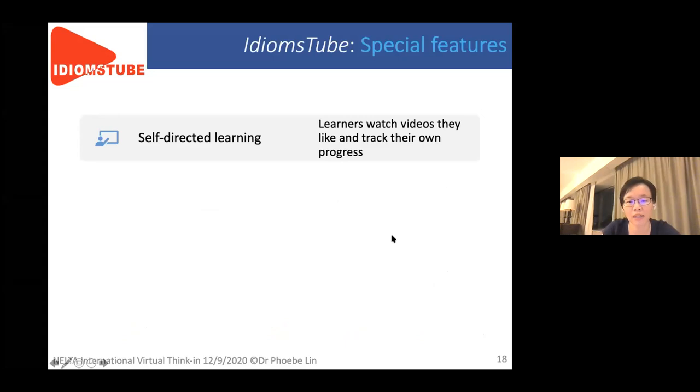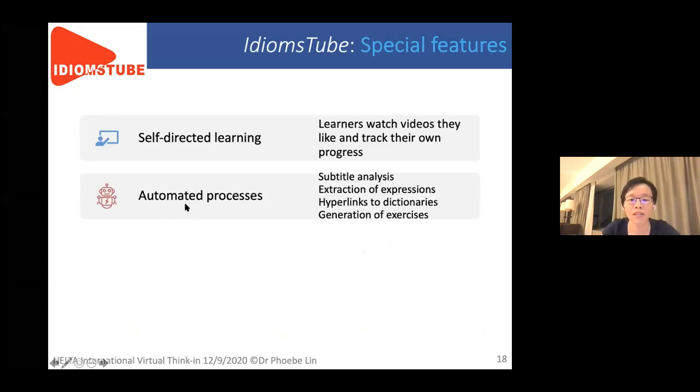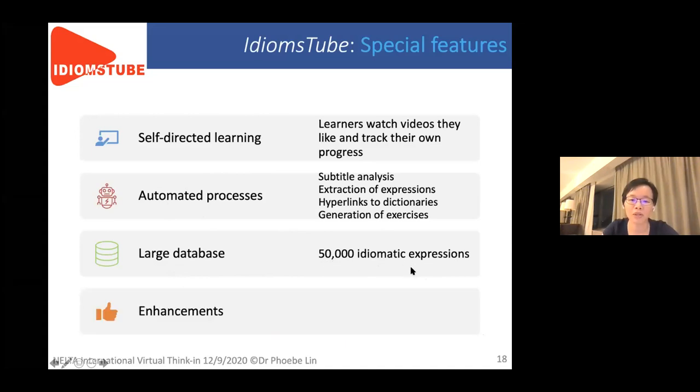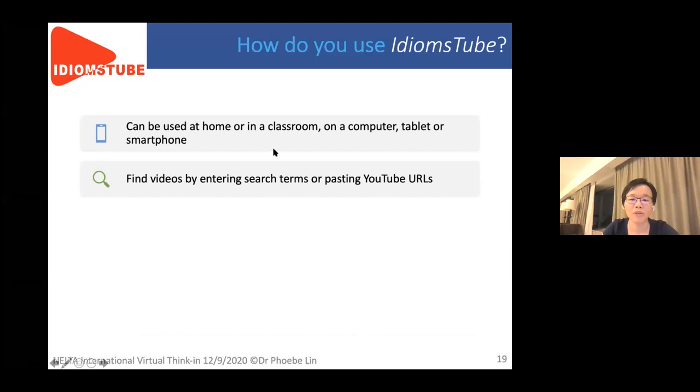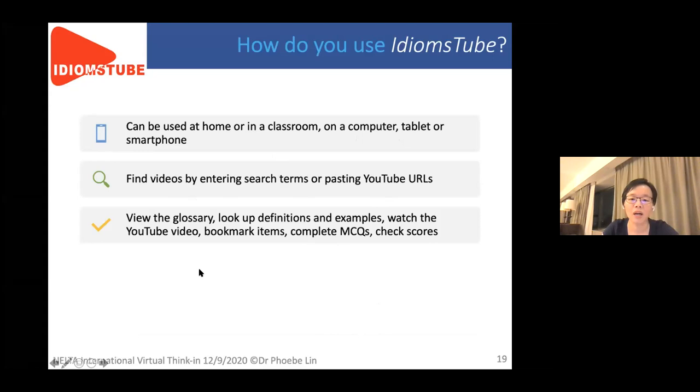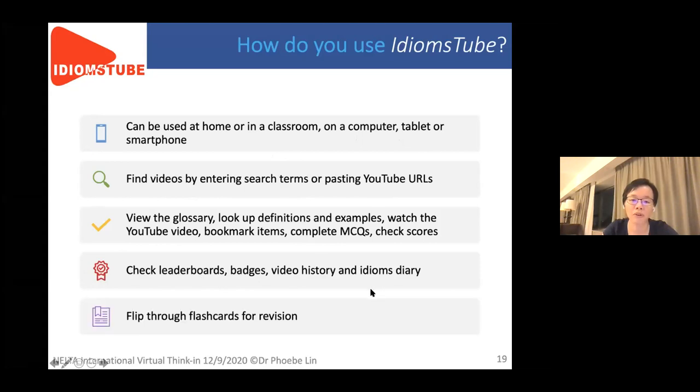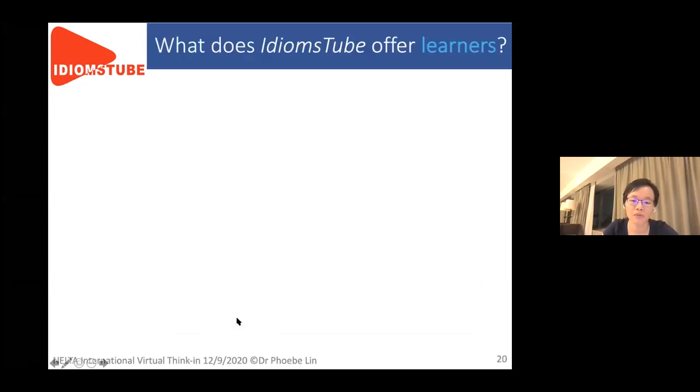So there are some special features. It's self-directed language learning. The whole process is completely automated. And there is a large database. The database can identify and teach 50,000 idiomatic expressions in English. And then there are games, there is a teacher interface, and it's completely free. It can be used in a classroom or at home, and people can find videos and look up items. Learners can earn badges, and their names can show up on the leaderboards if they perform very well. And there are flashcards for revision.